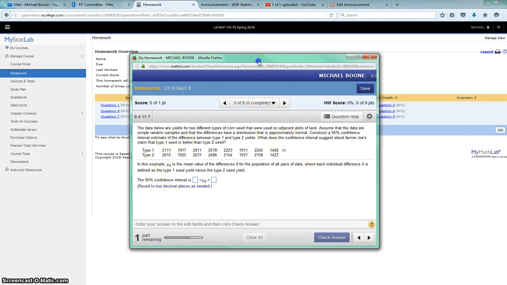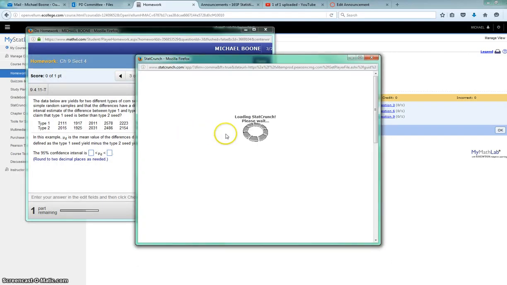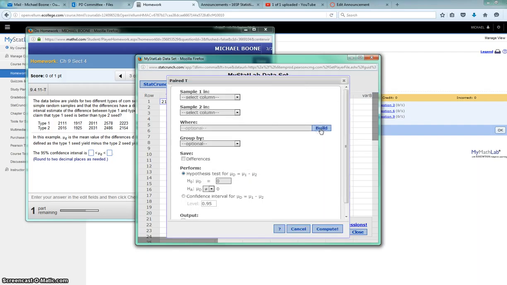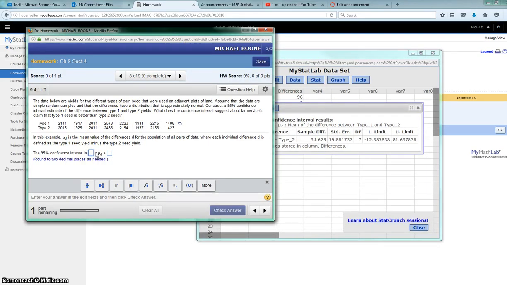So if I wanted to create a 95% confidence interval for this, the data's in there. I'm looking at a t-stat. Instead of a 2 sample, I'm looking at a paired. There's my type 1 corn, type 2 corn. It'll make a difference column for me if I like, and it said a 95% confidence interval. So I get that information and I can just plug it in. 2 decimal places.